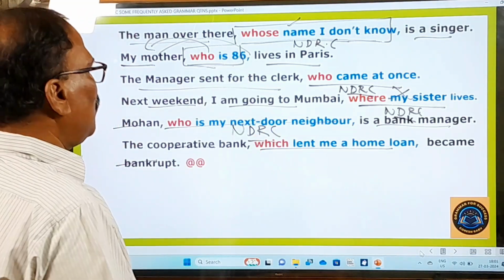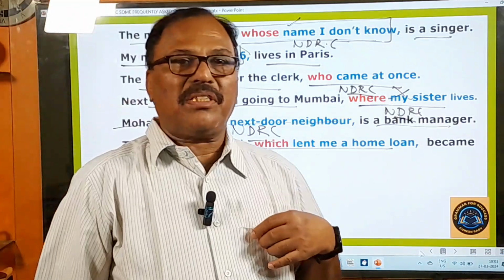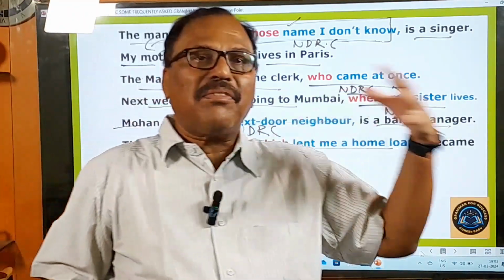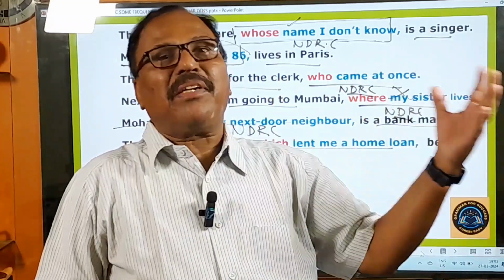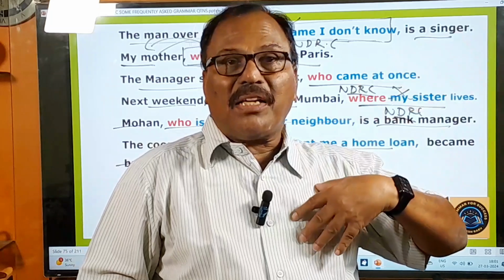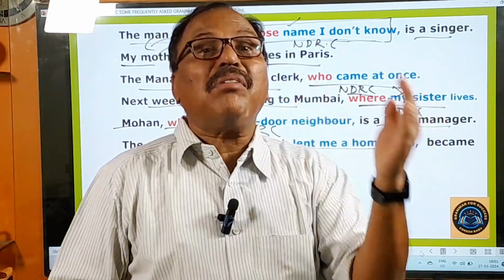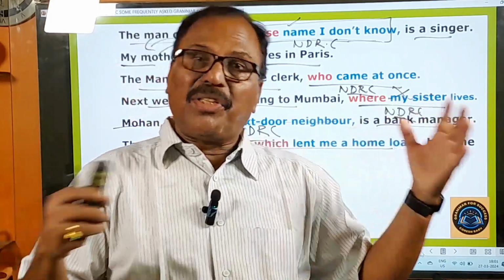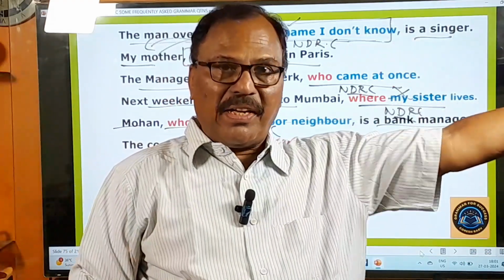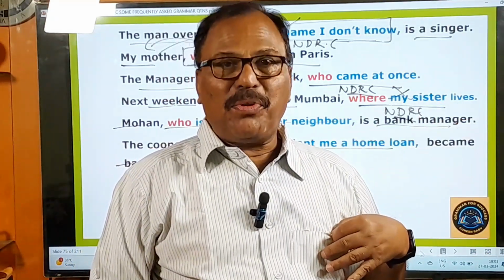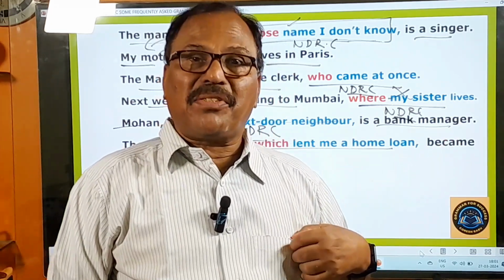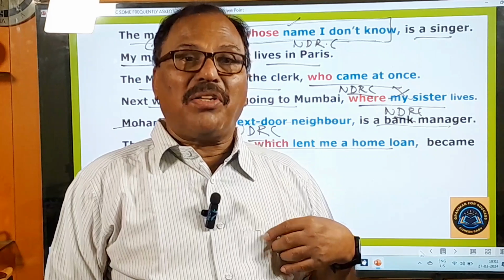So something like that. So here you have learned two things: defining relative clauses and non-defining relative clauses. Defining relative clauses define or describe their antecedents. But non-defining relative clauses do not describe, do not define their antecedents. This is the only difference between the defining relative clauses and the non-defining relative clauses, right? I hope you have understood this point very well. If you have any problem, please mention it in the comment section. I am ready to answer all your doubts.